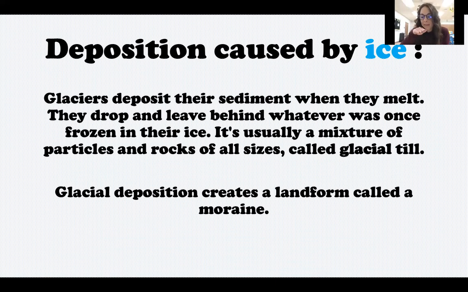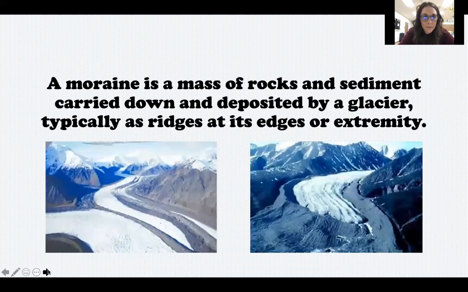So as the glacier is moving slowly over the land, picking up and carrying sediment with it, eventually that glacier isn't going to go anywhere else. It's going to stop or it's going to melt. And then all that sediment that has been picked up and carried with it is going to be deposited or dropped off. And that's what creates a moraine.